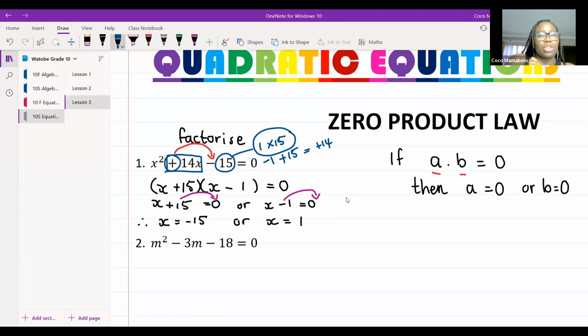Brayden says, ma'am, why did you put -1 in the end answer? Brayden, what happens if I take -1 to the other side of the equal sign? It becomes positive 1. Okay, it becomes positive 1.